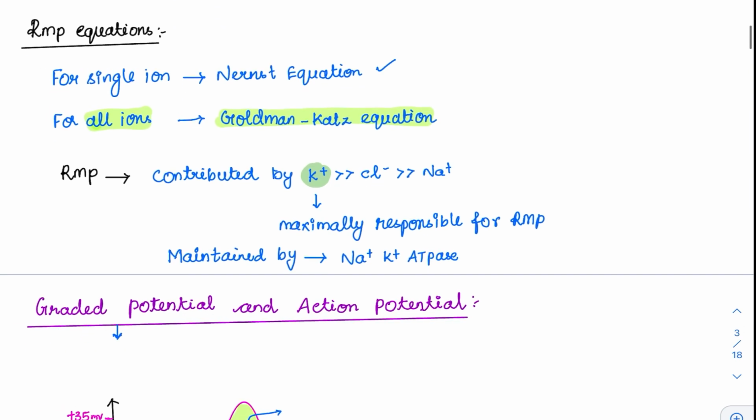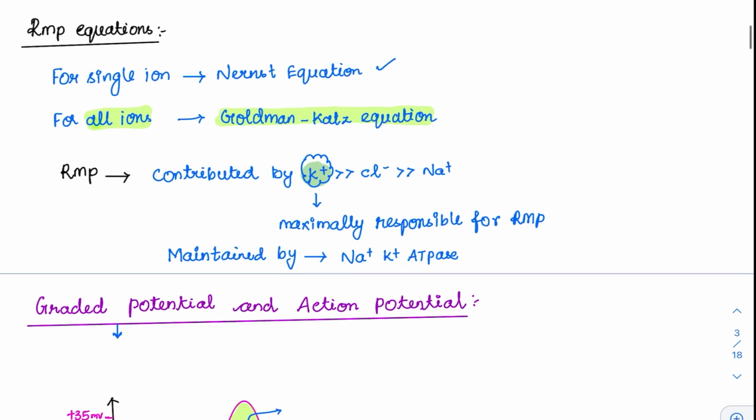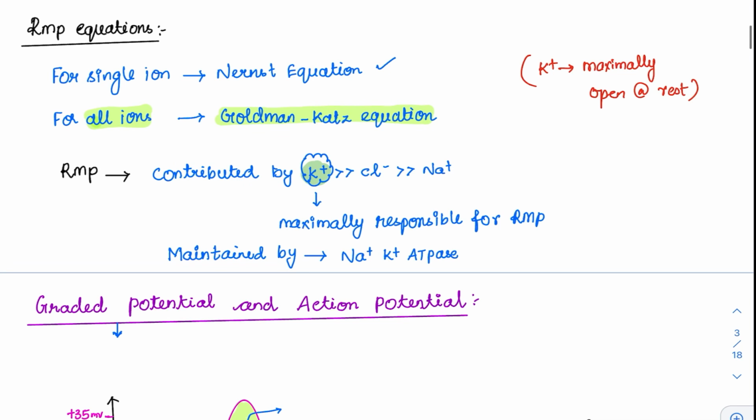Then coming to the RMP, RMP will be contributed by most of the channels, but among them, which is the most important channel? Please don't write sodium or sodium potassium ATPase channel. It is only the potassium channel which is maximally open at rest. Why is potassium contributing maximally to the RMP? Because potassium channels are the ones which are maximally permeable at rest, maximally open at rest. So that is the reason, because we are studying the rest conditions.